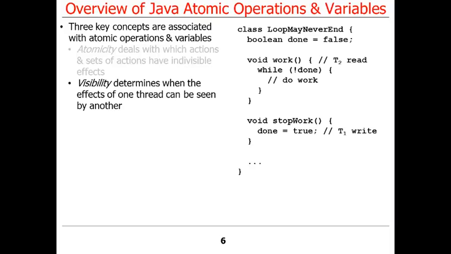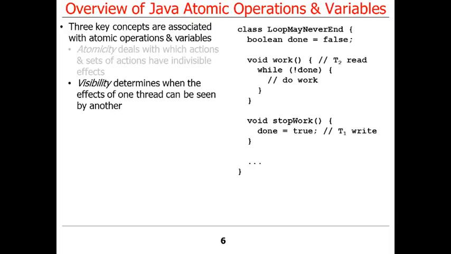In this example, this is a class called loop may never end, which gives you a sense of what's going to go wrong here. Here we have thread 2, which is sitting there in a loop, checking to see whether or not this value is ever set to false, and it'll stop when it's set to false. Then we have another thread called T1, and it's going to be calling stop work, which will set the value of done to true. This particular code is full of bugs, but depending on how the compiler works, it might very well decide that nobody sets this value in this thread, and therefore it could optimize this loop and just loop forever. It won't even bother checking that condition.